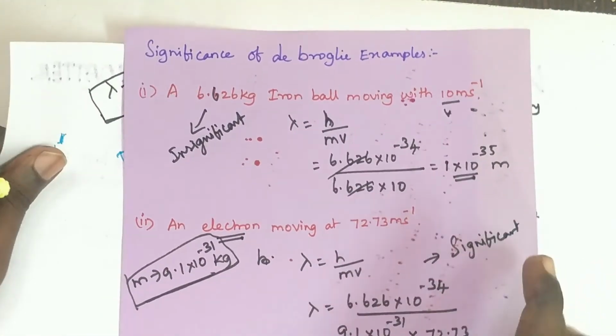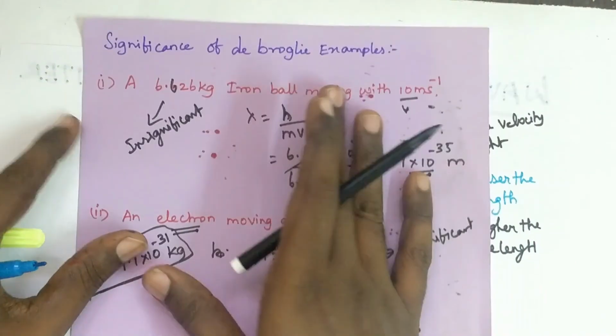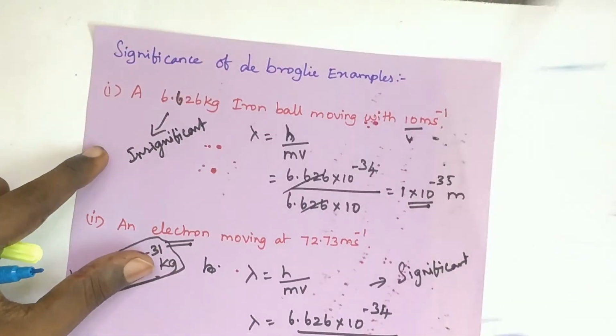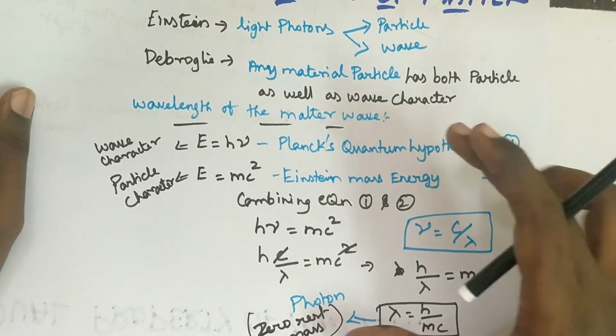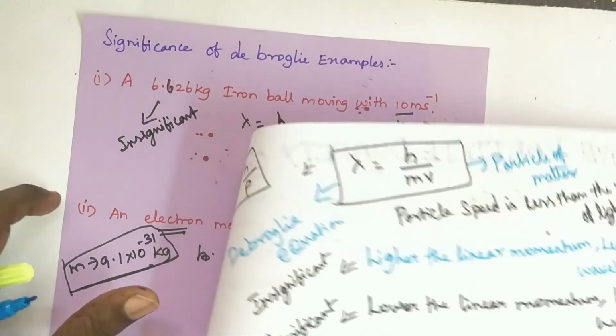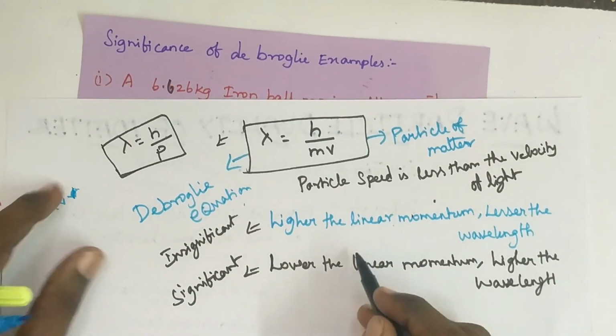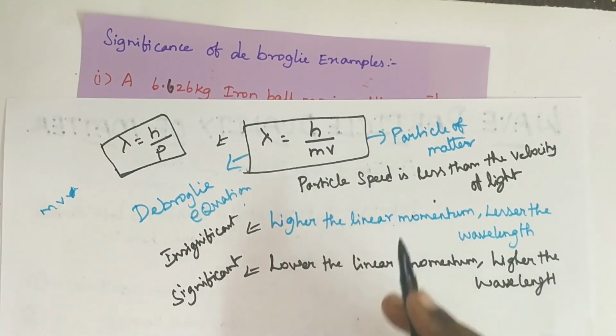Always remember, this equation is important for the 5 mark question. They will ask you to derive the de Broglie equation. Only this concept is important, and they will ask it in a 5 mark question. In case of the significance, sometimes they will ask it in a 2 mark question.